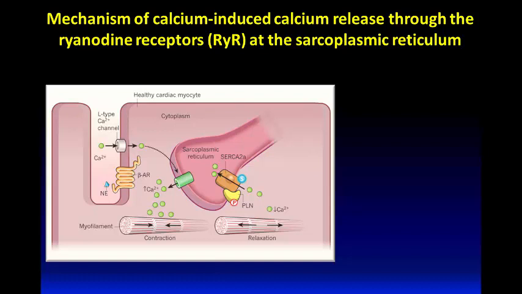So here we have a healthy cardiac muscle cell, a healthy cardiac myocyte. This is a transverse tubule, and this is the sarcolemma. This is the sarcoplasmic reticulum. These are the myofibrils, which are composed of myofilaments. This is a voltage-gated L-type calcium channel, which is also known as the dihydropyridine receptor. In the sarcoplasmic reticulum, we have ryanodine receptors, which also function as calcium channels.